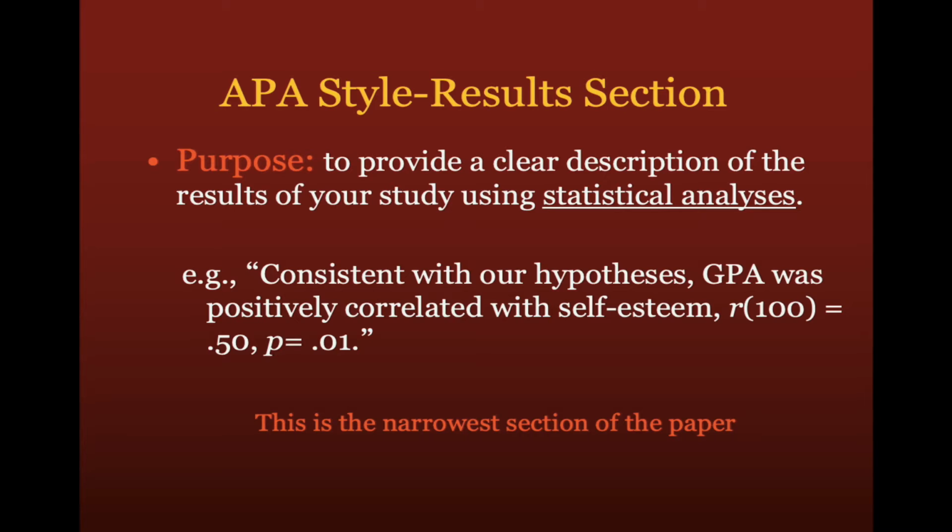So if you understand statistics, you'll know what R(100) equals 0.50, comma, P equals 0.01 means. It means that R is that you have a correlation. The 100 means that you had 102 participants. The 0.5 is the actual correlation itself. And the P equals 0.01 is telling you that the probability of you getting a correlation of 0.5 is equal to 1%. Right? So it's important that you have a basic understanding of statistics so that you can read results sections to understand the statistics that were being used.